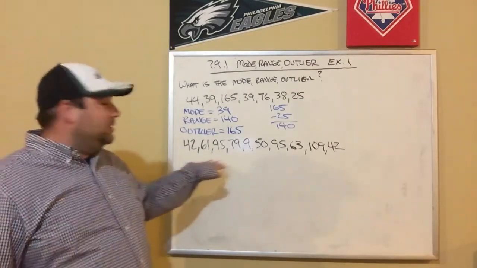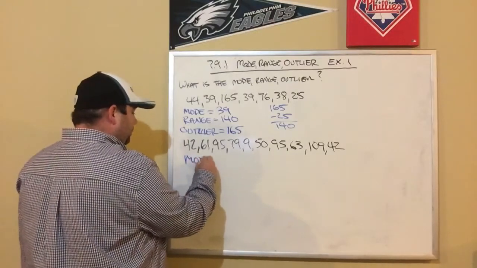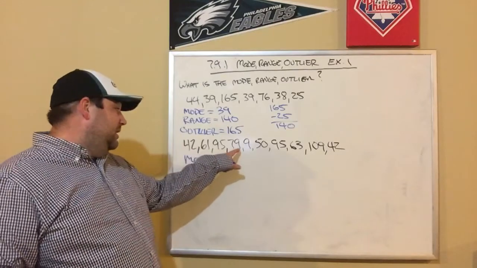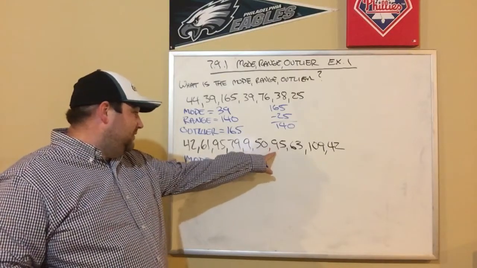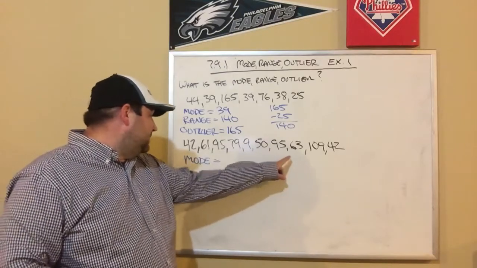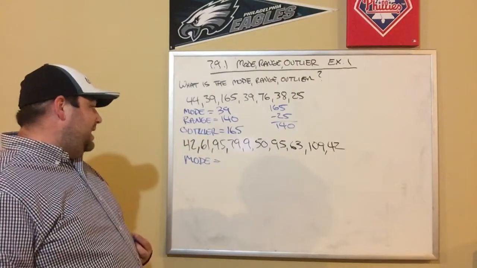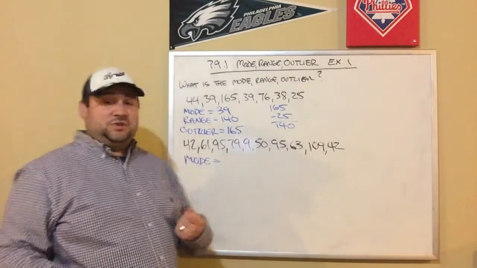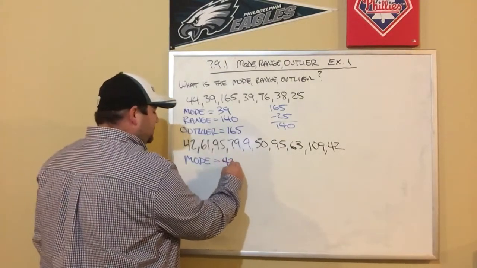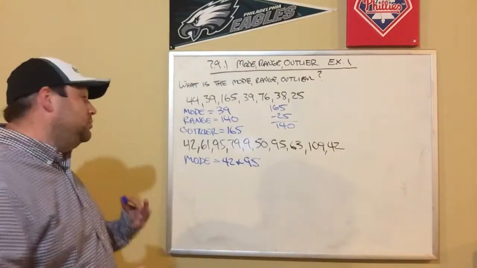All right, let's do the same thing with our second set of data here. So we're going to start with the mode. We're looking for the number that appears the most. 42, 61, 95, 79, 9, 50, 95. All right, so I got two 95s, 63, 109, 42. I can see I've also got two 42s. I have two 42s and two 95s, so my mode is going to be 42 and 95. In this case, I ended up with two modes.